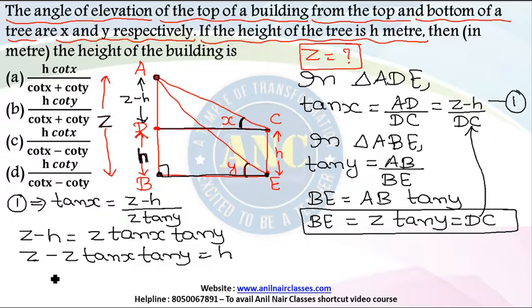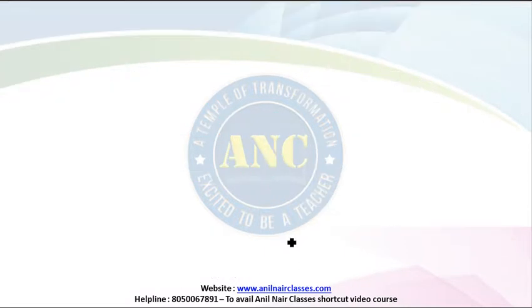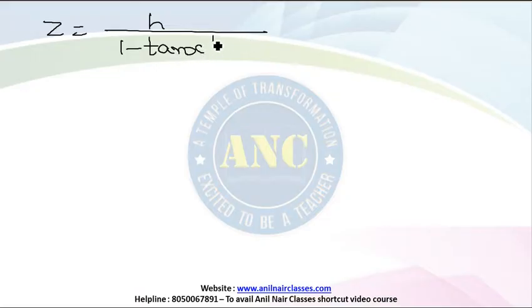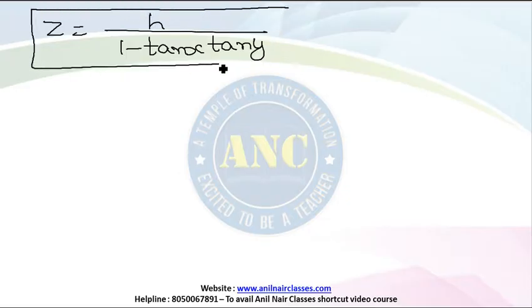So this is again equal to Z into 1 minus tan x tan Y. Z into 1 minus tan x tan Y is nothing but H. So finally the Z value is nothing but H divided by 1 minus tan x tan Y, right? H divided by 1 minus tan x tan Y. But this should be the answer for your question.